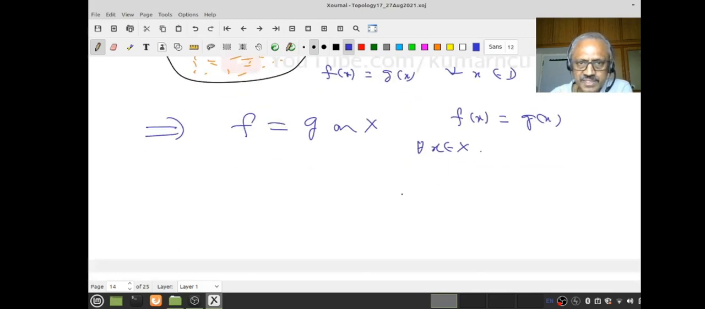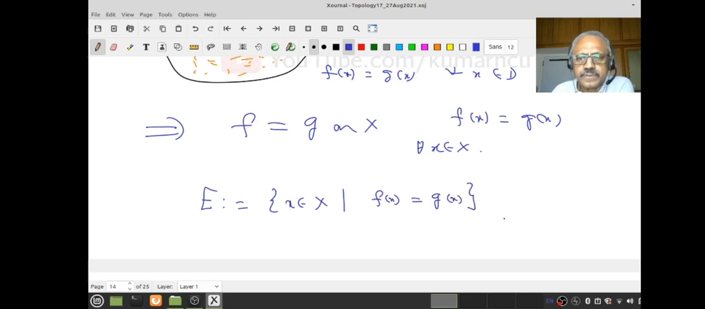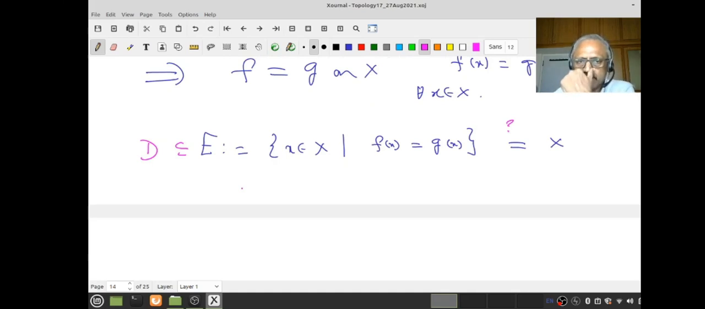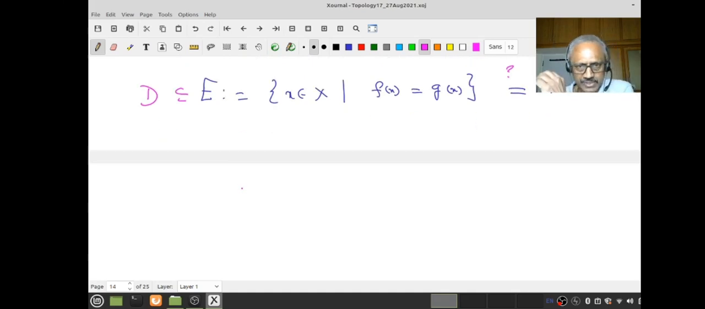All we need is a dense set. The proof is exactly the same, so I will be brief. So let us look at the set E, the set of all x in capital X so that f(x) equal to g(x). What do I want to show? I want to show E equal to X, because D is contained in this. There are two ways of showing. Both ways are very interesting. I will show that.